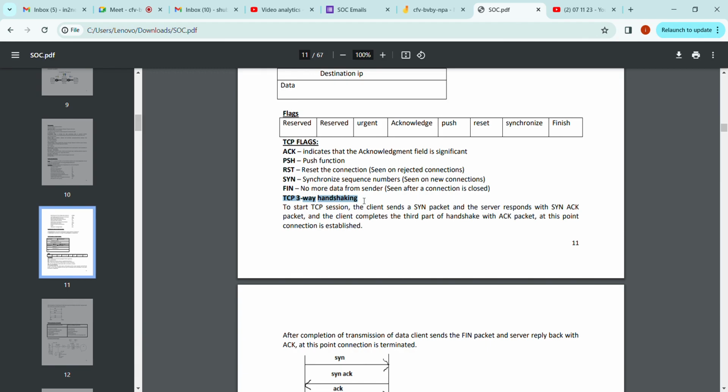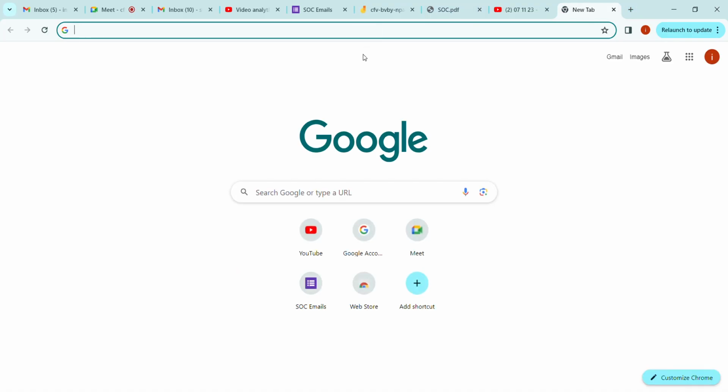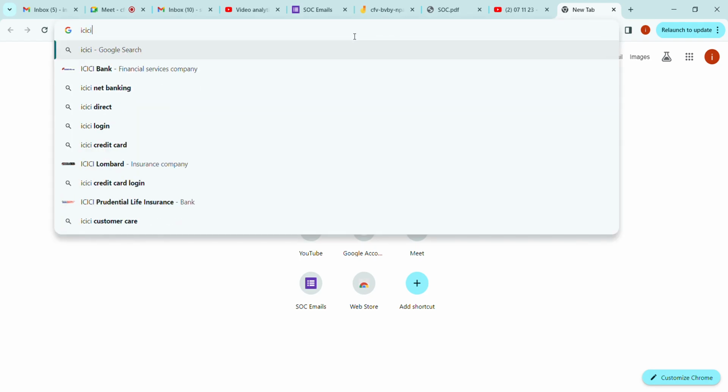Probably we call it as if you wanted to connect to any of the servers. For example, you wanted to browse a website. So what you will do, you will go to the browser. Now in our case we are using Microsoft Edge as a browser, and I'm trying to log into a banking application, probably ICICI Bank.